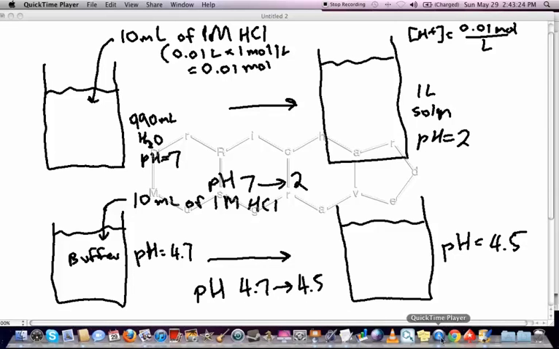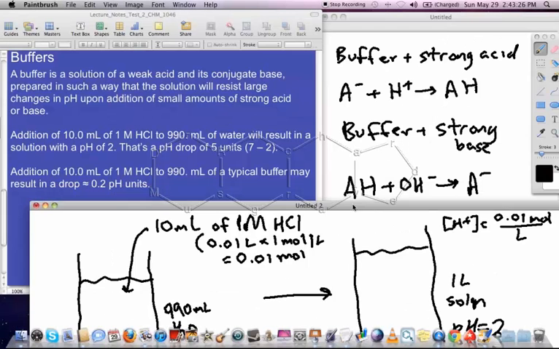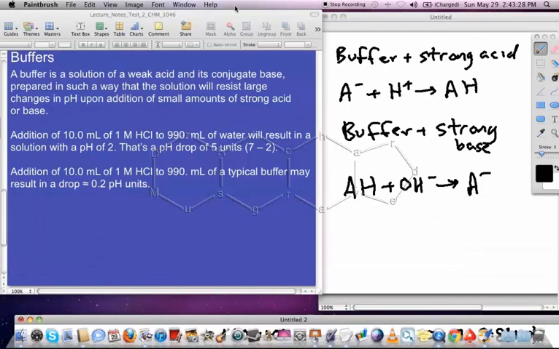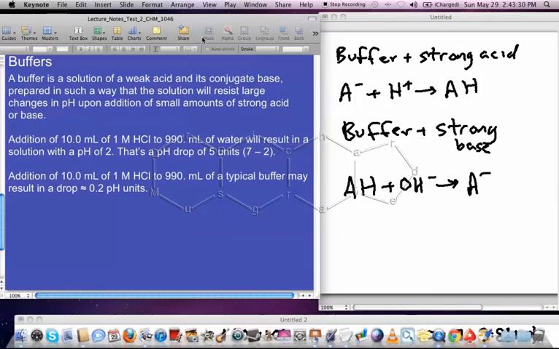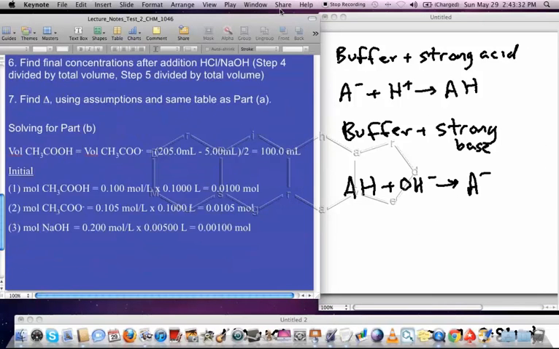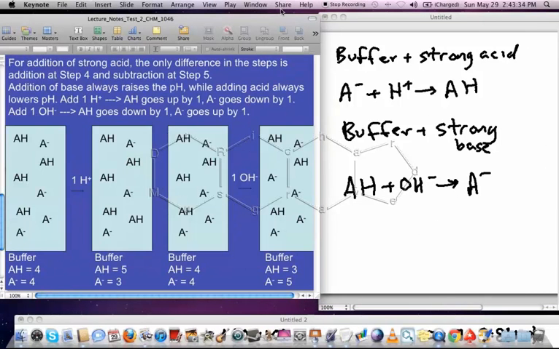Alright, let's look at something else here. I'm going to try and explain why a buffer solution does result in only small changes in pH when a strong acid or a strong base is added to the buffer solution.